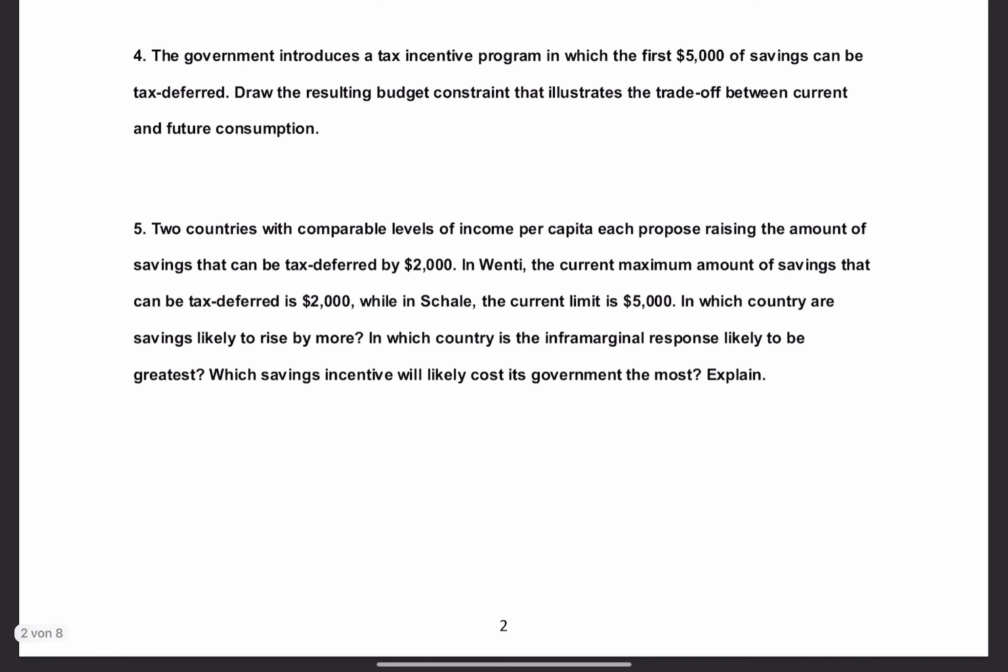Two countries with comparable levels of income per capita each propose raising the amount of savings that can be tax deferred by $2,000. In Venti, the current maximum amount of savings that can be tax deferred is $2,000, while in Shale, the current limit is $5,000. In which country are savings likely to rise by more? In which country is the inframarginal response likely to be greatest? Which savings incentive will likely cost its government the most?